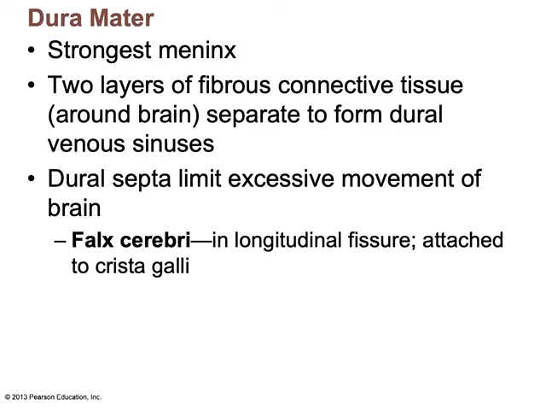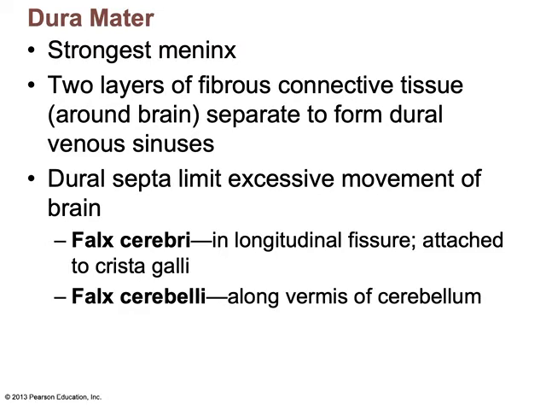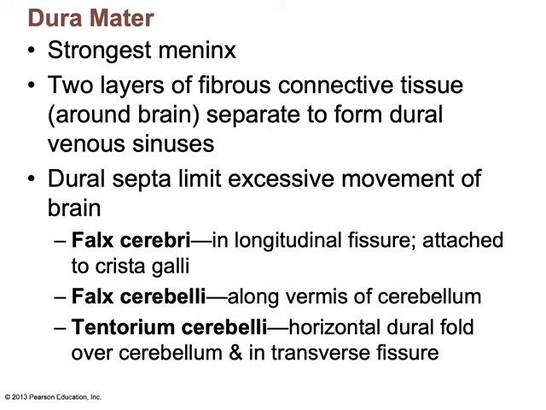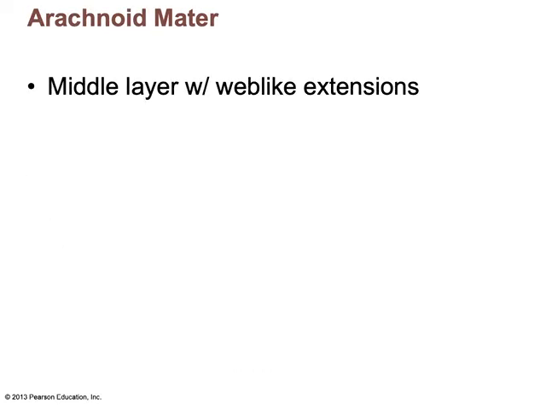The falx cerebri is in the longitudinal fissure and is attached to the crista galli, which is that rigid bone that is right in the middle of the top of the ethmoid and surrounded by the cribriform plate. Okay? The falx cerebelli is along the vermis of the cerebellum, and the tentorium cerebelli is a horizontal dural fold over the cerebellum and in the transverse fissure. Okay? The arachnoid mater is the middle layer, and it gets its name from the web-like extensions that run throughout it.